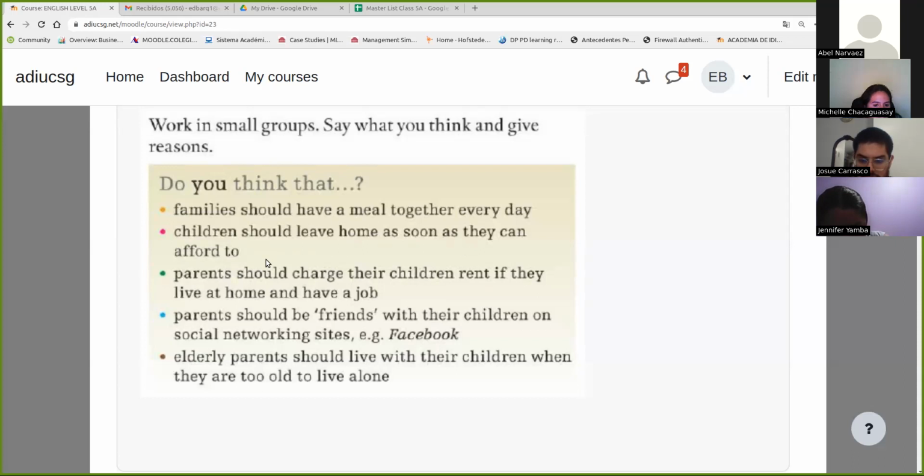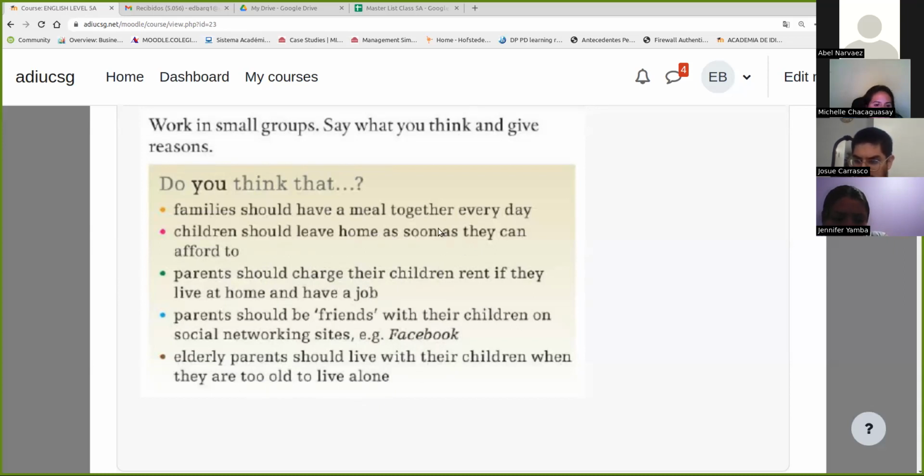Do you think it's really an urgency, or do you think it's more cultural? What do you think? Parents should charge their children rent if they live at home and have a job. All right, it's an interesting opinion. Parents should be friends with their children on social networking sites like Facebook. Elderly parents should live with their children when they are too old to live alone.